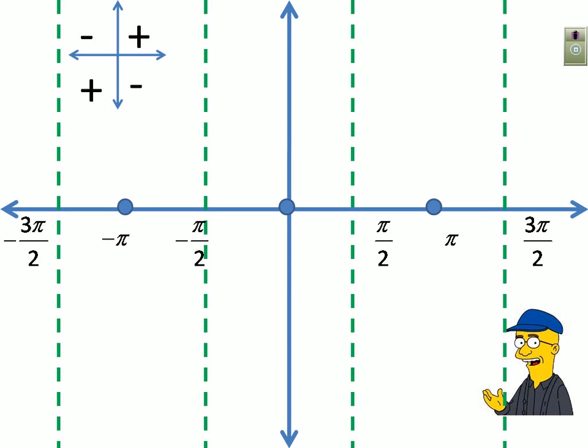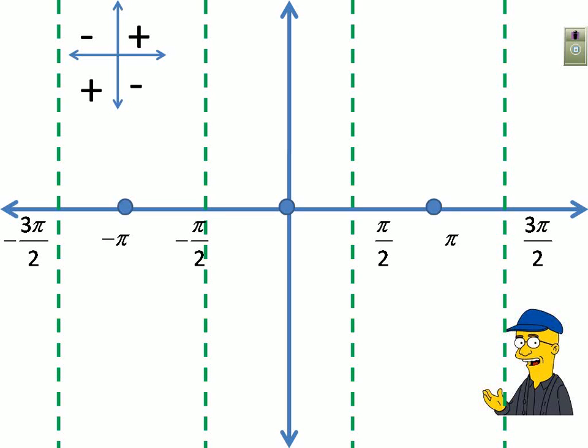So for example, if you look here at quadrant 1, quadrant 1 is positive because sine is positive there and cosine is positive. Quadrant 2, on the other hand, is negative because sine is positive but cosine is negative. Quadrant 3 is positive because sine and cosine are both negative. And then quadrant 4 is negative because sine is negative and cosine is positive.